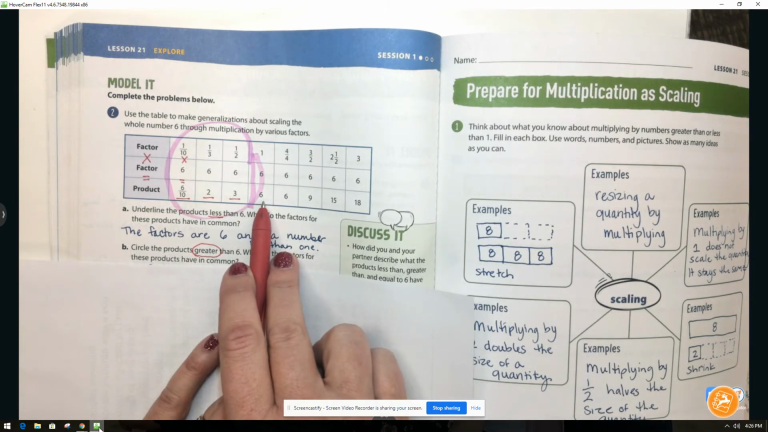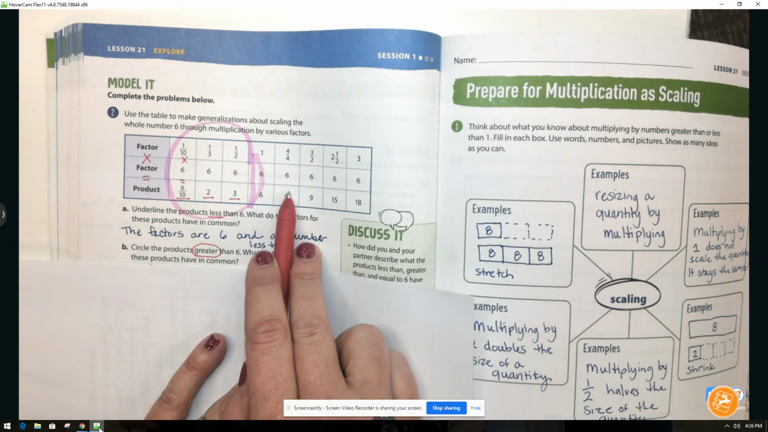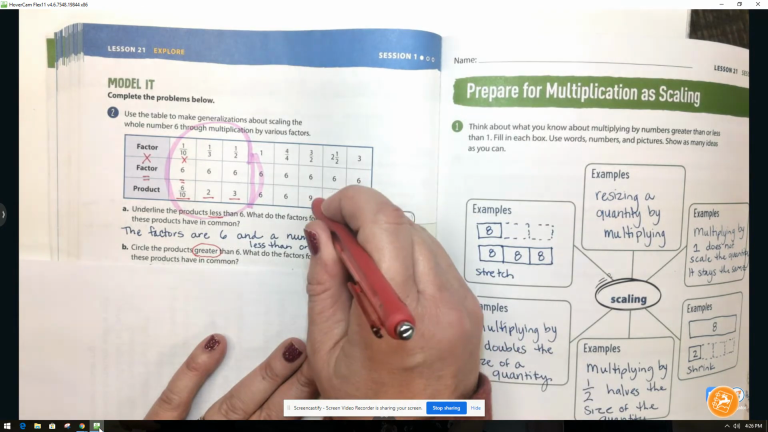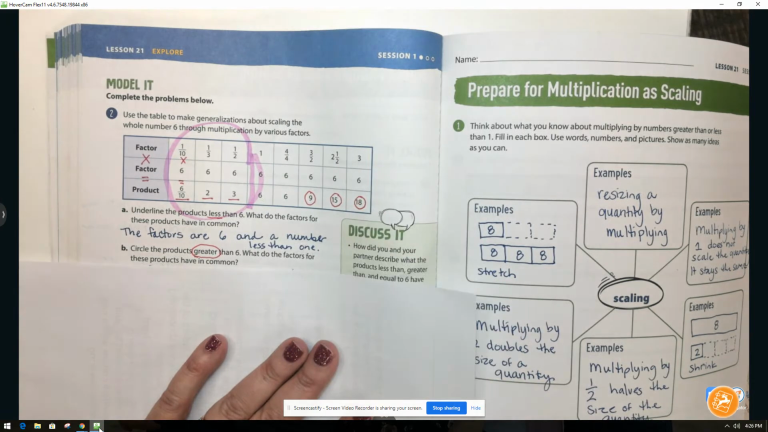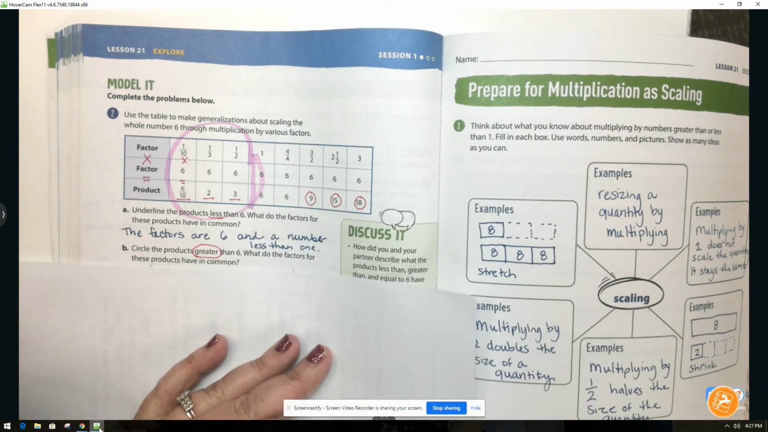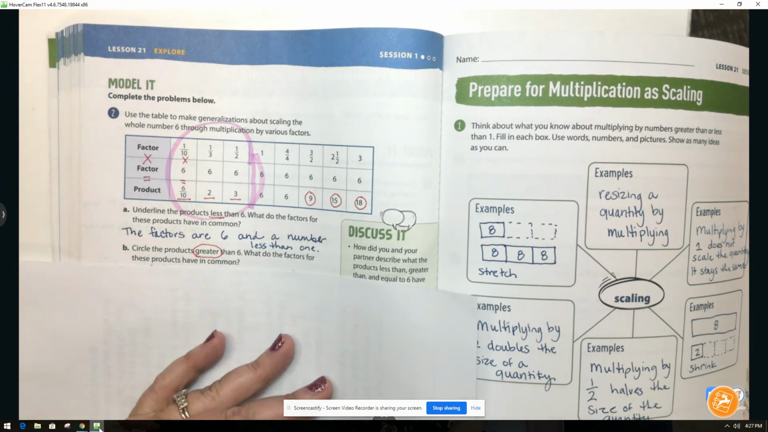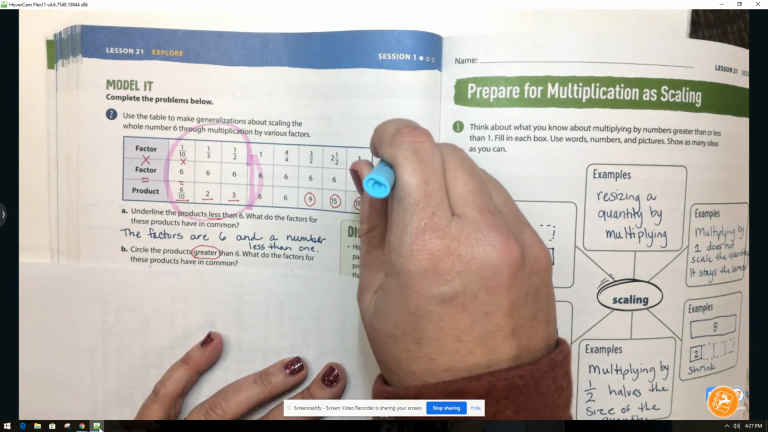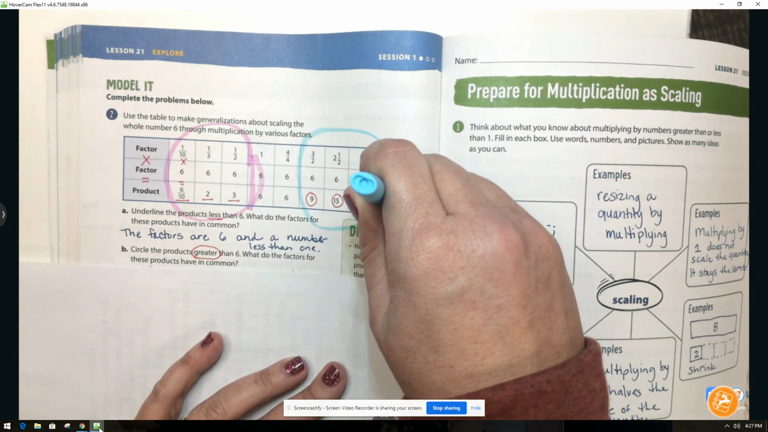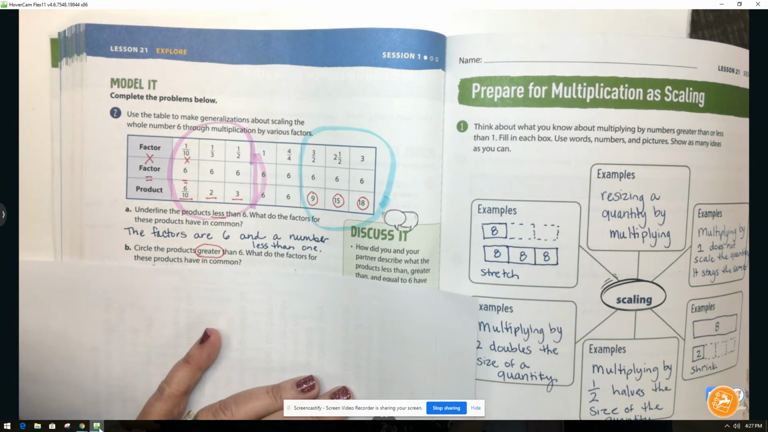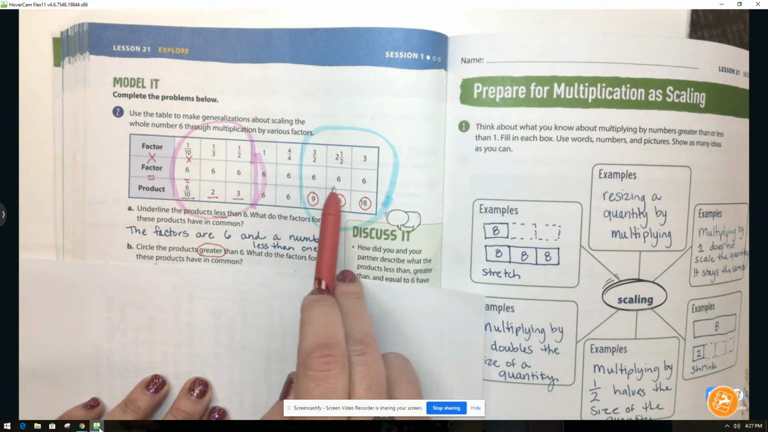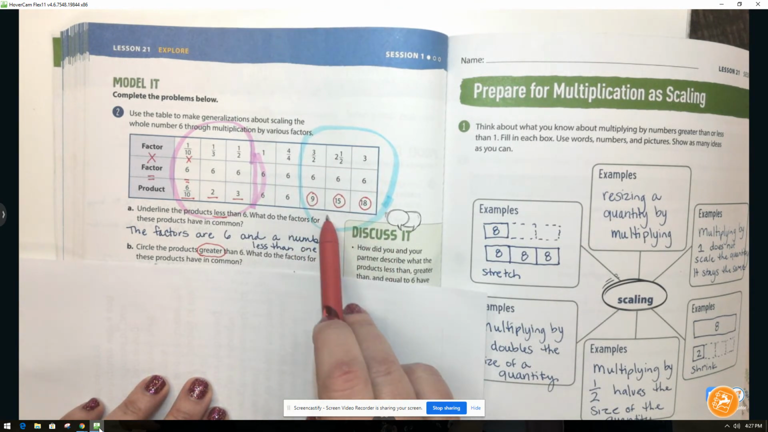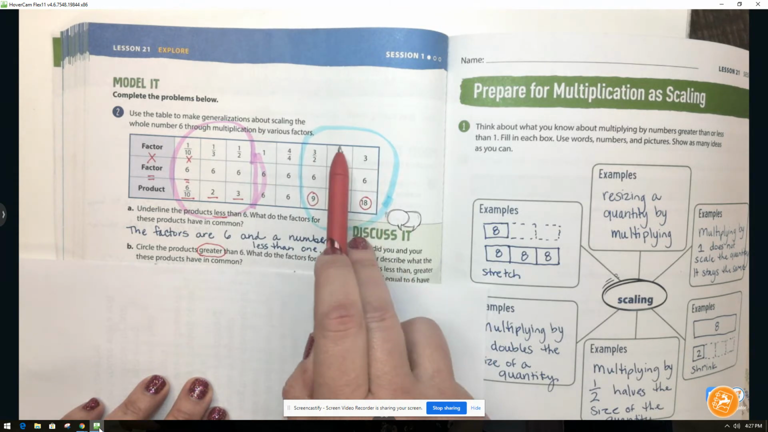Well, 6 is equal to 6, so I wouldn't say it's greater than 6. So we can't circle those two. But 9 is definitely greater than 6. 15 is greater than 6. And 18 is greater than 6. So now if we're looking at these 3 products and factors, what do the factors for these products have in common?